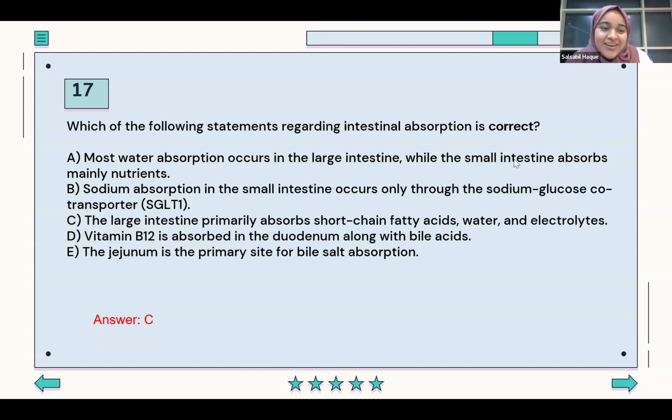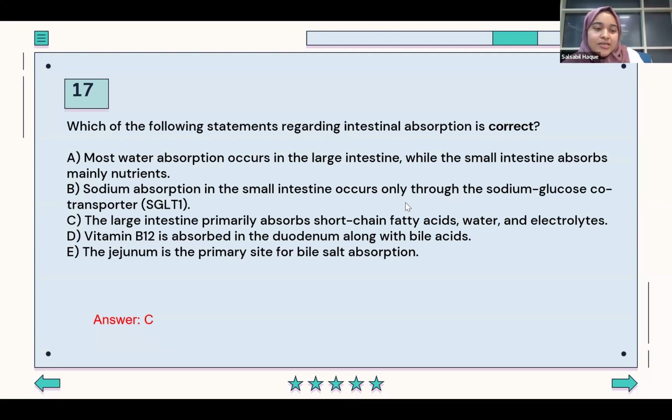Jejunum, yes, perfect. Okay, and then we have option B, sodium absorption occurs only through sodium glucose cotransporter, SGLT1. It's not true. There are other cotransporters or other transporters in general which also cause sodium absorption. Option C is correct. Option D, vitamin B12 is absorbed in the duodenum. This is not true. Vitamin B12 is absorbed in the terminal ileum.